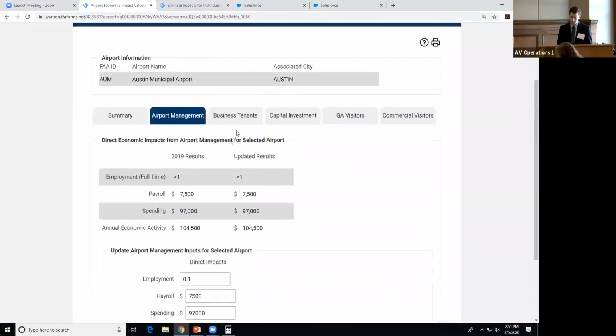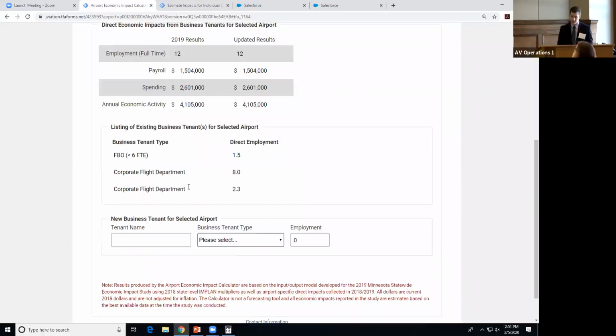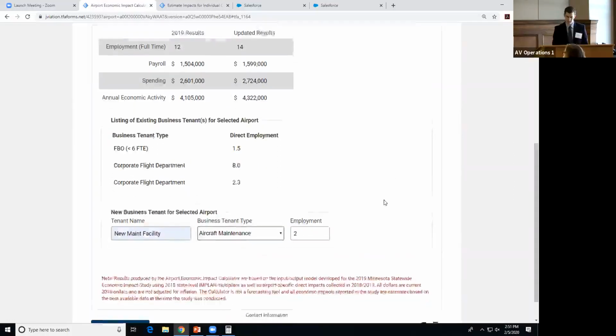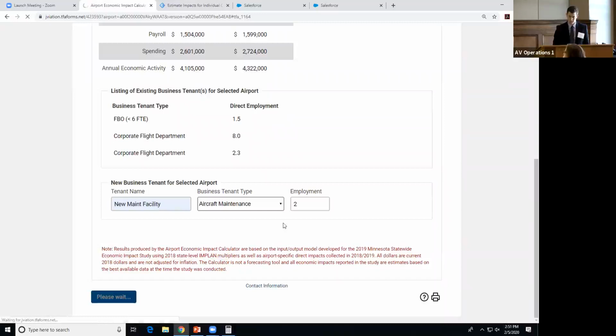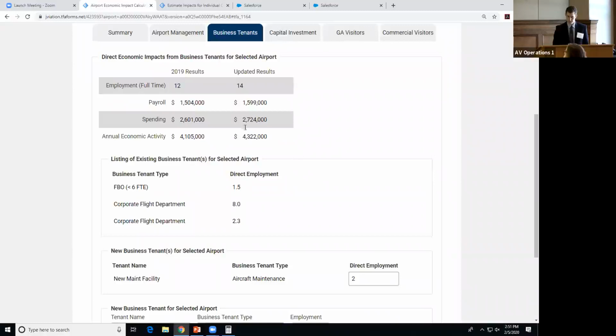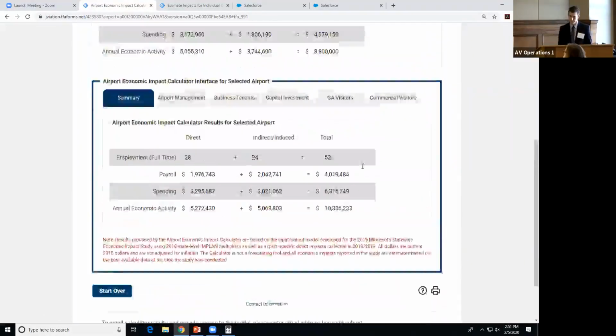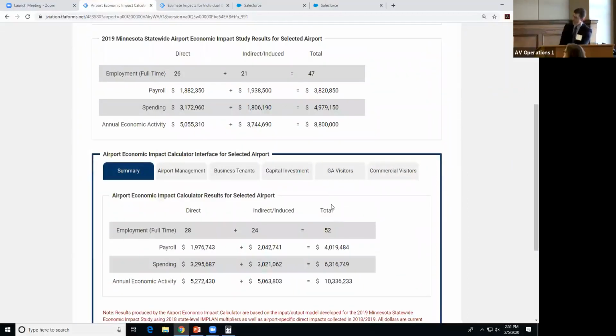So we won't change anything here, but we can similarly go through the business tenants. We see they have an FBO and 2 corporate flight departments. We can do the same thing, new maintenance facility, but this time it's going to be a smaller, less robust facility. Just 2 guys, a 2-man shop. Save and continue. And you can see the updated results here, which is now reflected on your summary. Compare the bottom section to the top section, where you started and where you ended.